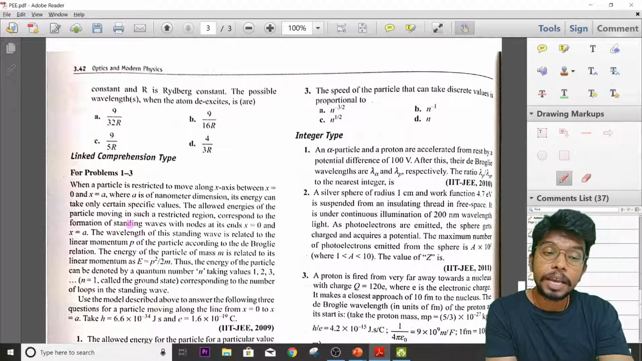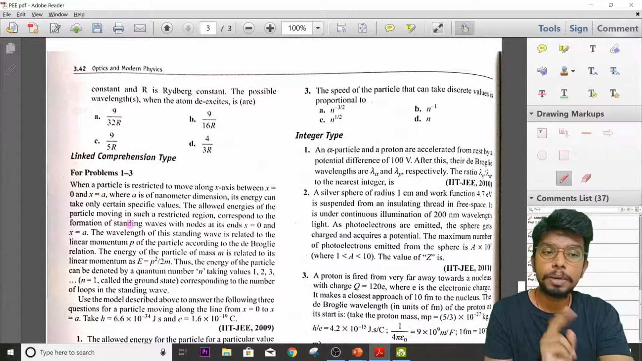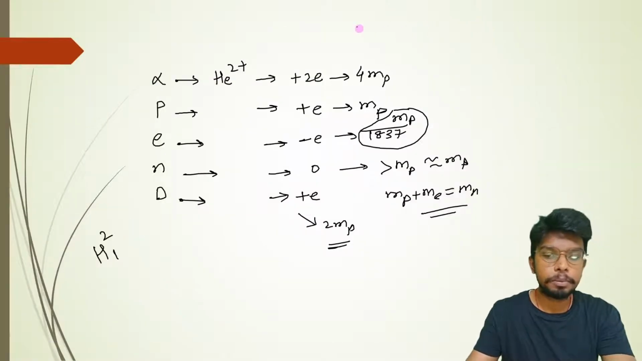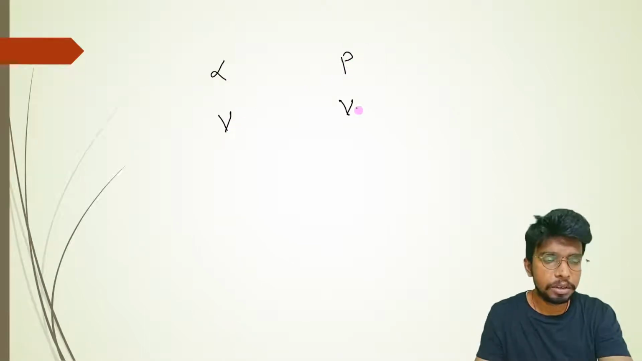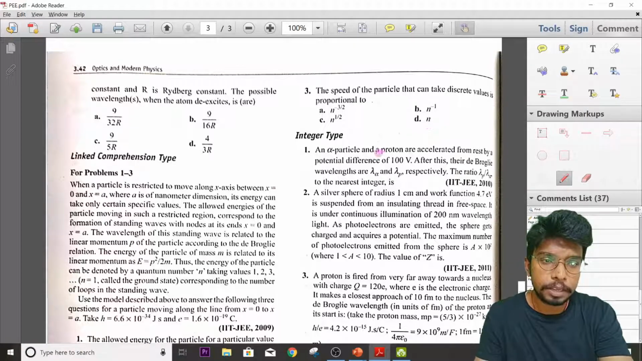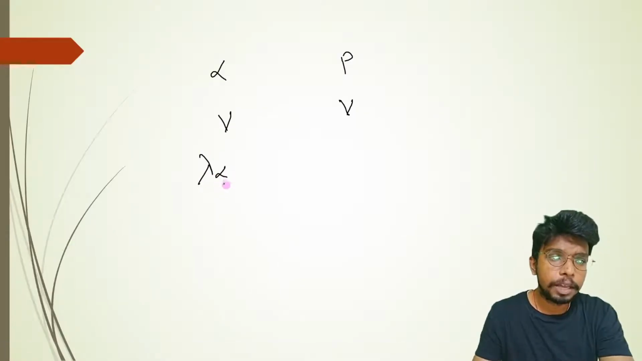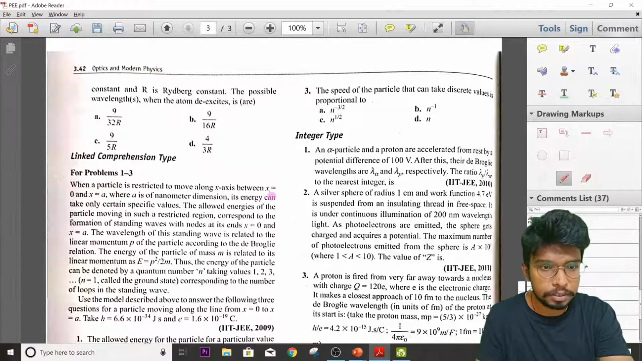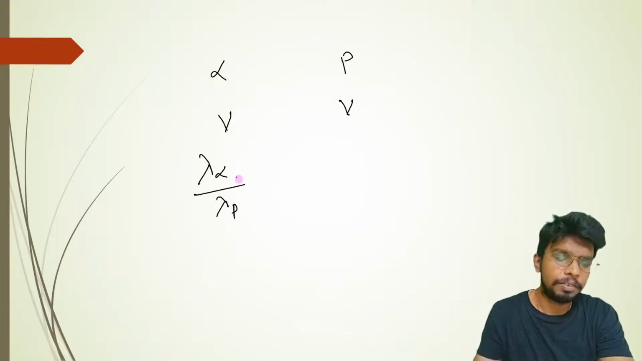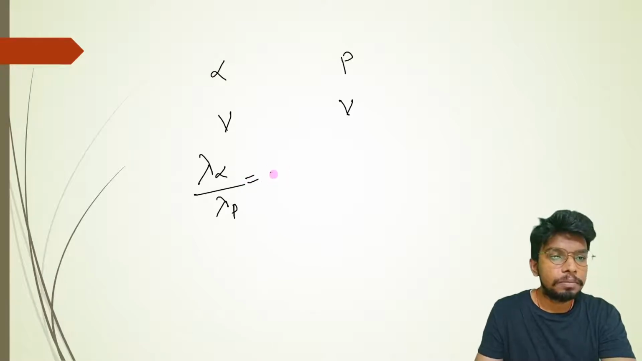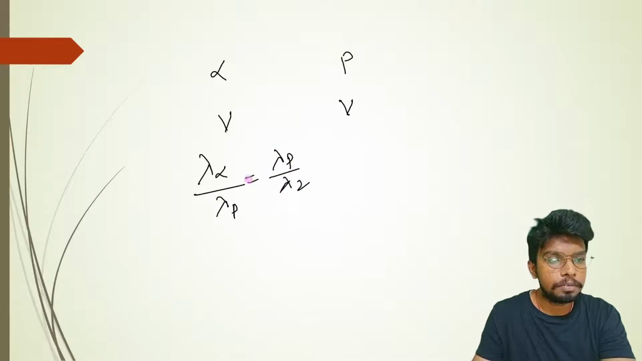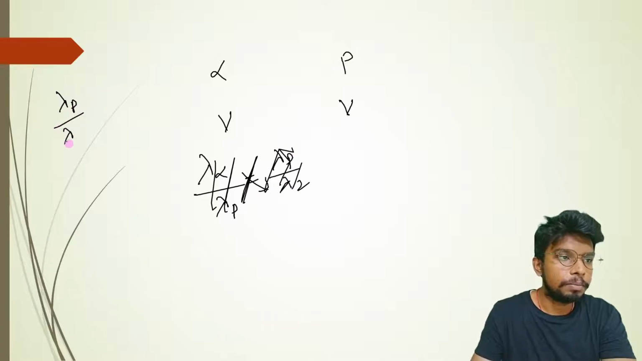So here the question says an alpha particle and a proton are accelerated from rest by a potential difference of 100 volt. Both have been accelerated from rest by the same potential, let's say V. The de Broglie wavelengths are lambda alpha and lambda p, and they have asked you the ratio lambda p by lambda alpha. Let's find out exactly what they have asked: lambda p over lambda alpha.